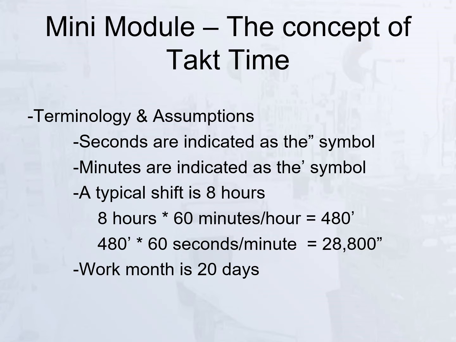Our 480 minutes times 60 seconds in a minute, if we multiply that, we come up with 28,800 seconds. So we're now going to indicate the seconds by putting the quotation symbol at the end of 28,800. So now we've shown how to represent minutes, and we've shown how to represent seconds. Our other assumption is that our work month, typically when we do these calculations, is 20 days.